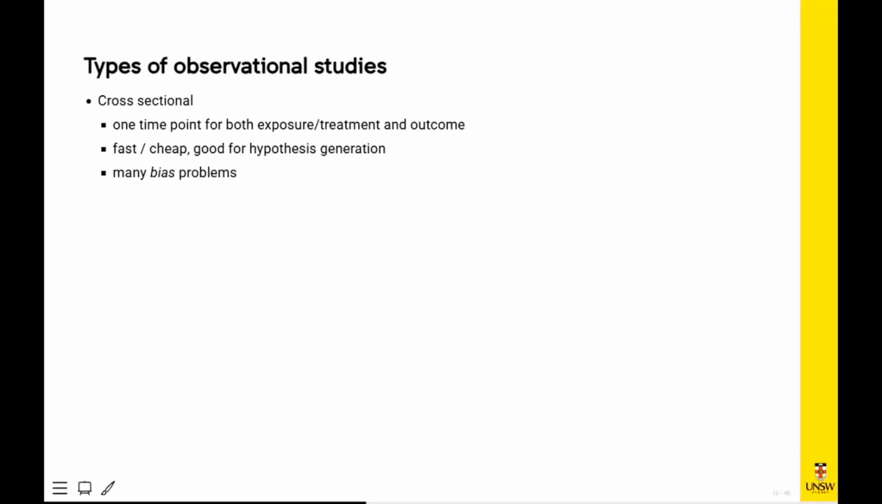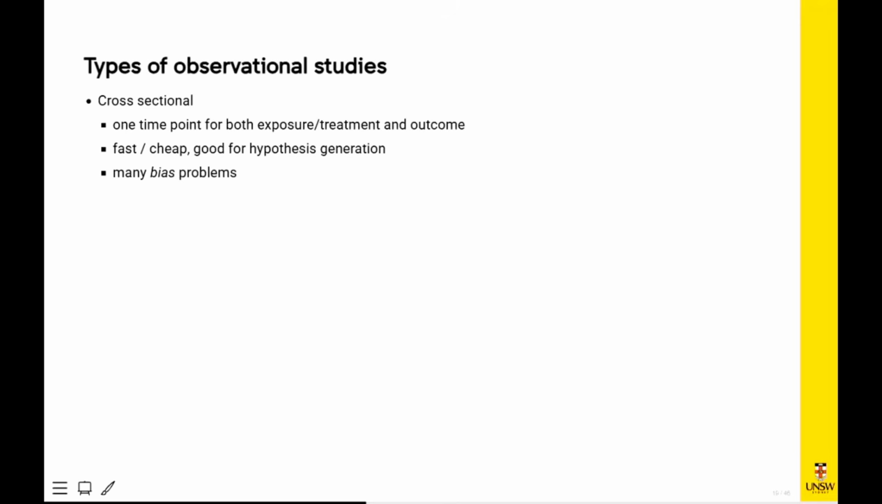So first of all is a cross-sectional study. This is like a quick snapshot of exposures and outcomes. And it can be fast and cheap, and it's really good for saying, yes, we do see that there's a relationship here. There's some sort of association going on. And so maybe it can be used to help you identify things that are interesting to investigate further in other studies.